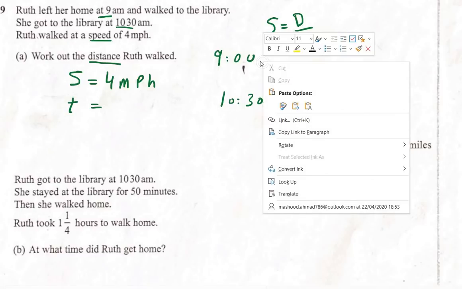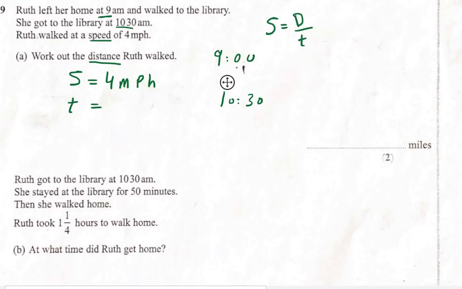From 9 to 10:30. Sorry. So from 9 to 10 it's going to be 1 hour. So 1 hour and 30 minutes. So 1 hour 30 is going to be 1.5. I'm going to write it in decimal. 1.5 means 1 hour and a half, half an hour.